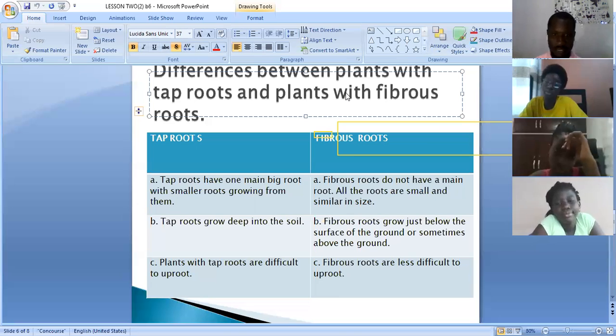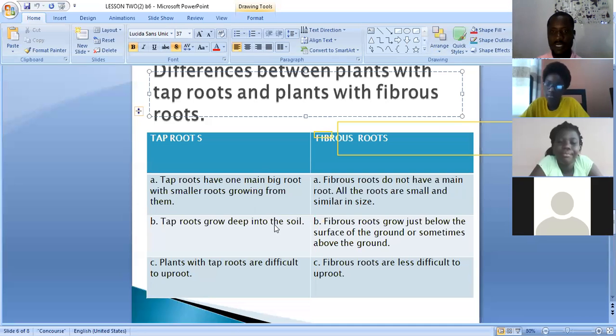Yes, the fibrous root. Good. Point 2, we said that taproot grows deep into the soil. So all taproots go deep into the soil. When you get to GHS, we will learn something about the crop rotation program.